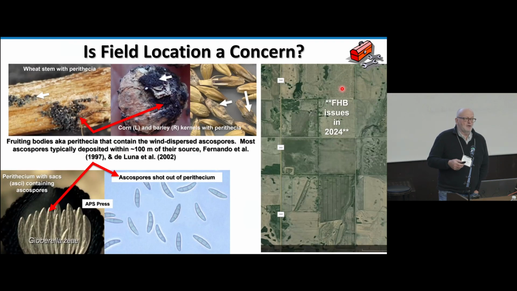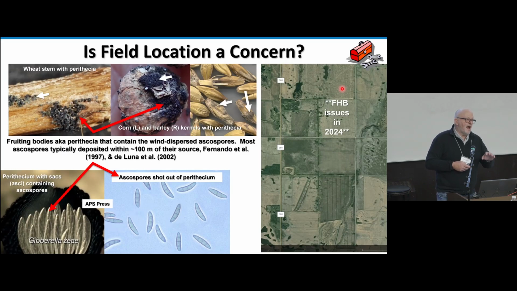One thing that we often don't think about, and the reason why I'm bringing this up, is I've been to Australia a few times, and with blackleg in canola in Australia, one of the recommendations they have is field location. The recommendation is to avoid planting your canola crop within 500 meters of a field that's had a significant level of blackleg the previous year.